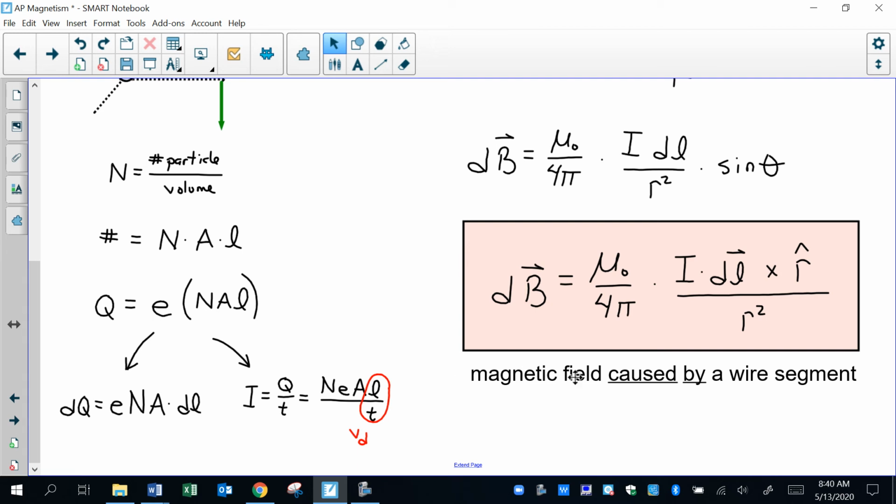So this is the magnetic field caused by a wire segment. And the reason we write it out like this is because you can have a wire that has different bends and different directions very, very easily. So you technically are going to look at just small little segments. If you have a long segment that's all following the same thing, then obviously this turns into L and B.